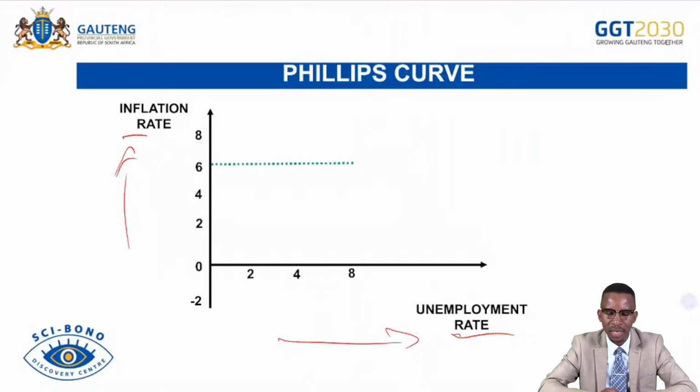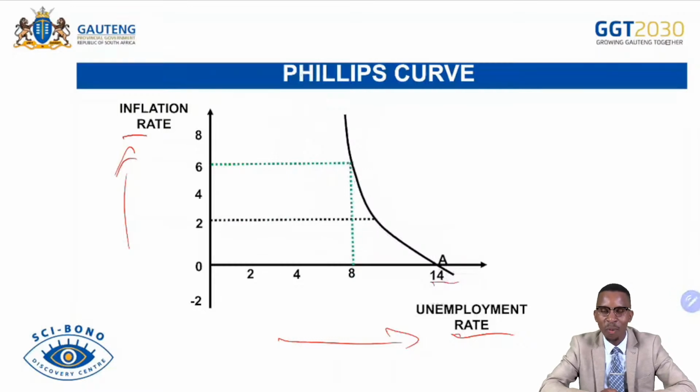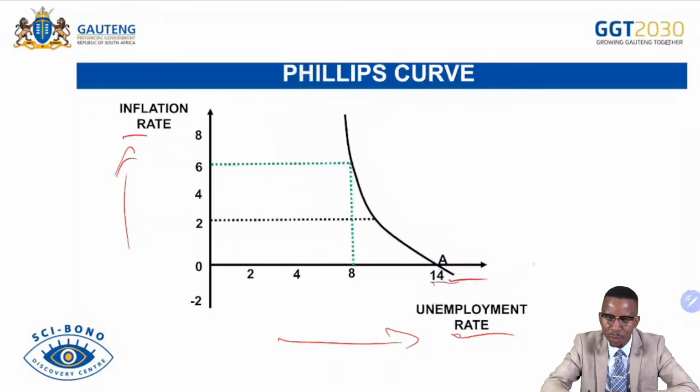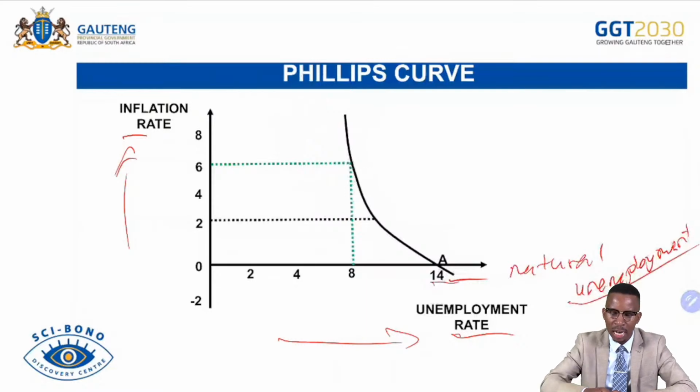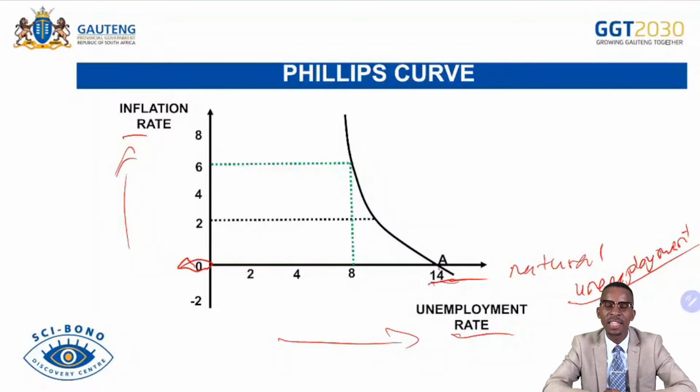Okay, here we are connecting what is coming here. There is our original PC. So that means our unemployment rate here is 14%. We call that point A. And this is known to be the natural unemployment. Why natural unemployment? It's natural unemployment because at that point of intersection, point A, our unemployment is at 14% and the inflation rate equals 0. So then that creates our natural unemployment.